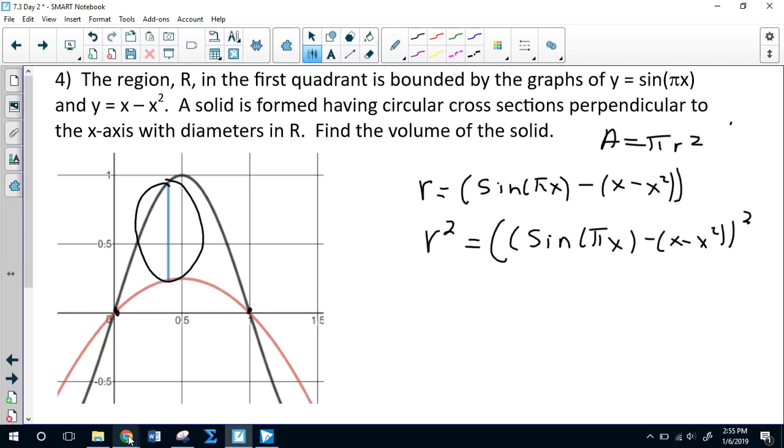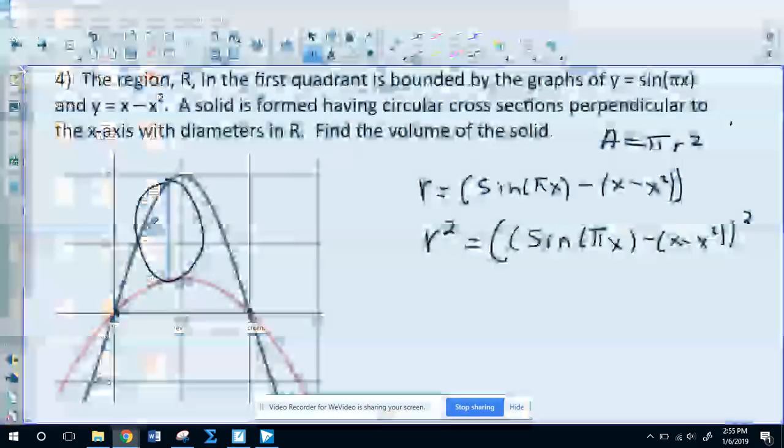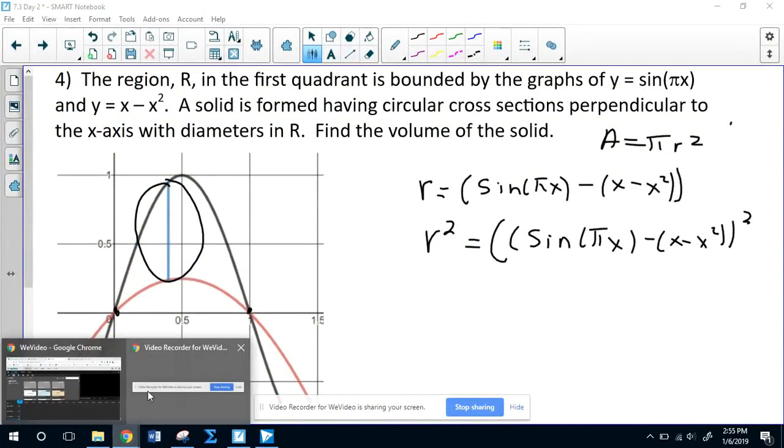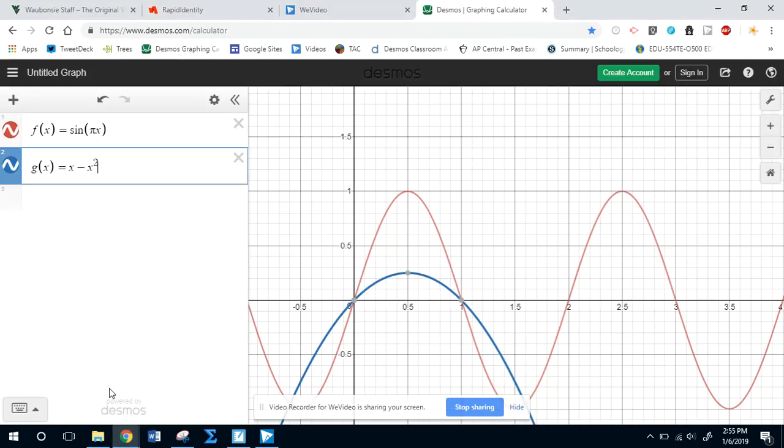So we are going to go to Desmos, hopefully. I'm clicking on it. There we are. Okay, so I've graphed both of them. So sine of pi x is the red graph, and x minus x squared is the blue graph. And you can see clearly that the intersection points are 0, 0, and 1, 0. And remember, we only want the area in the first quadrant. Okay, so what we're going to do now is we are going to set up an integral with what we just had out front there.